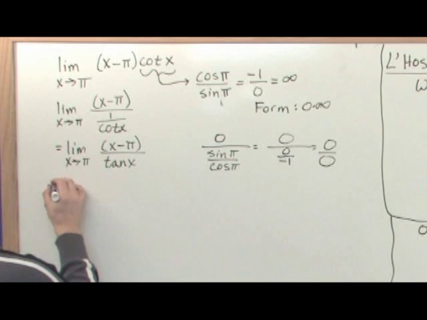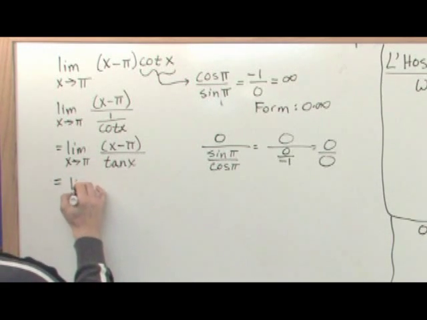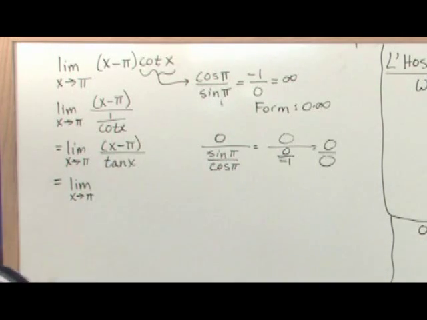So, after we've done all of that, we just do it. Limit as x goes to pi. Now, what is the derivative of the top? X minus pi, take the derivative, is just going to be 1.